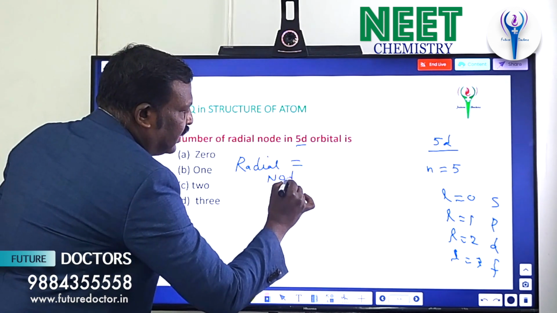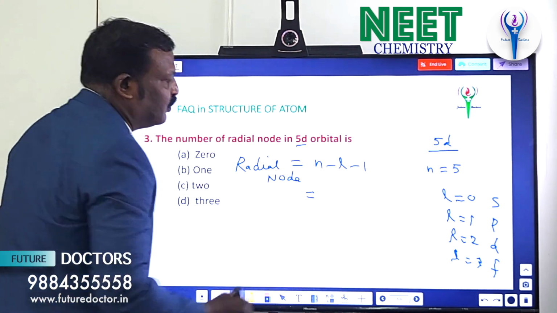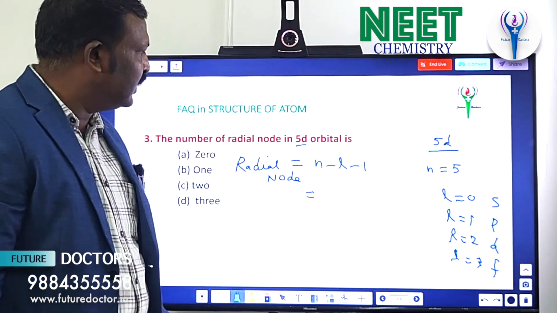Just remember this formula: n minus l minus 1. This is a formula. Just remember this formula. If you know this, you will be able to solve the sum very easily.